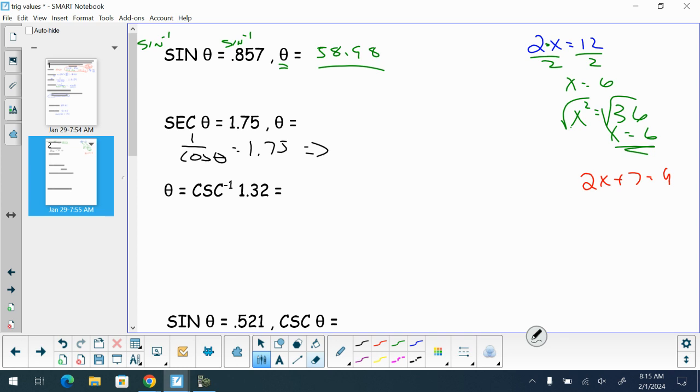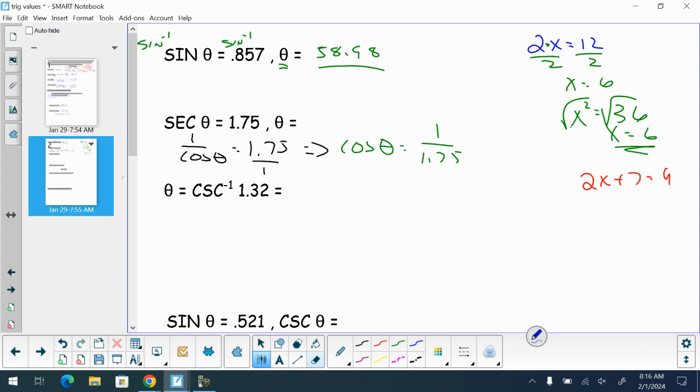At this point, we want to deal with this. We can reciprocate both sides. We can flip both sides. So we can rewrite this as the cosine of theta is equal to 1 over 1.75. Yes, this would be over 1. Flipping this side, it would be over 1, but we don't need that 1 there. So now I have cosine of theta equals 1 over 1.75. Need to solve for theta here.